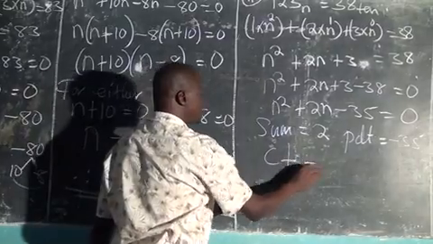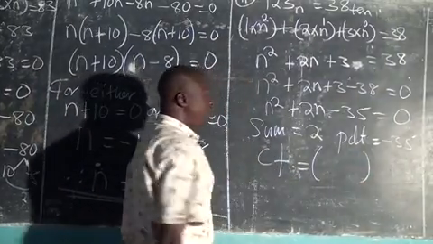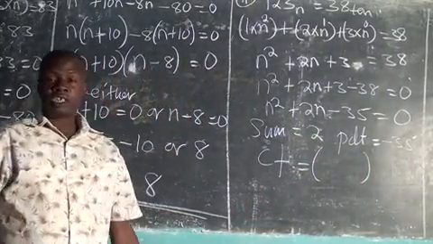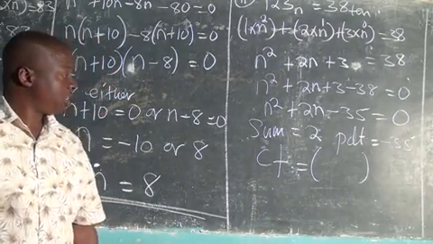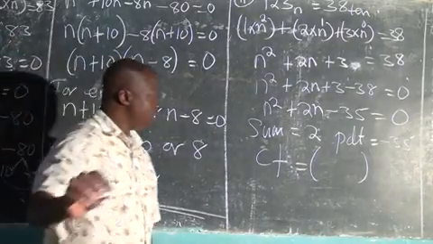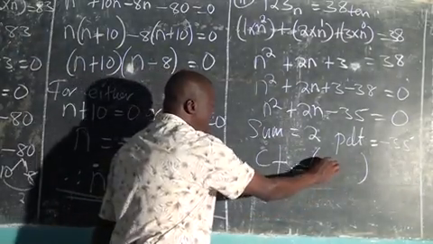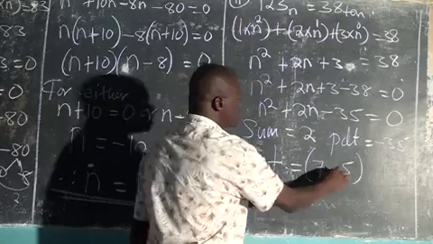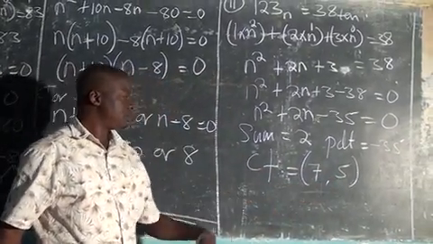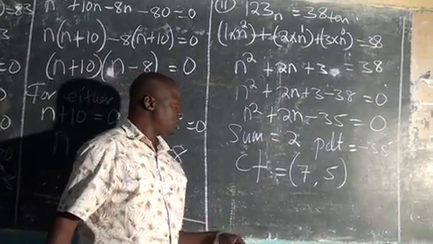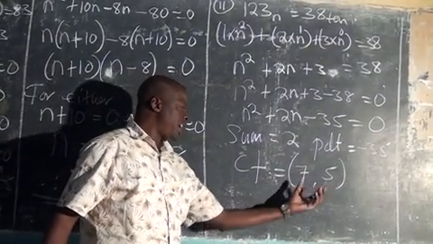Common factors: we check within the factors of negative 35. I can say 7 and 5. But when you add, it does not give 2. So we need to modify.